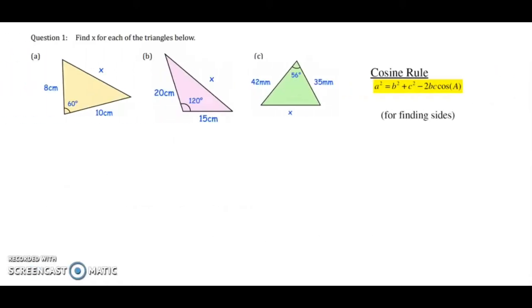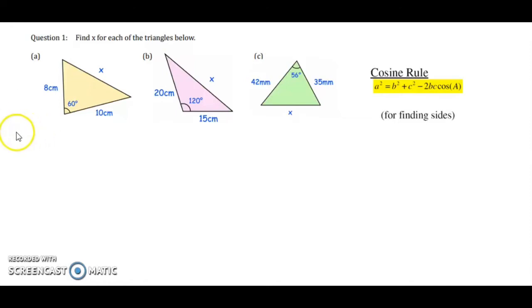We are going to look at question 1, and it says find x for each of the triangles below. x is the measurement of the missing side of each triangle. The formula is to your right, where we square our side, equal to the square of another side plus the square of another side minus 2BC cos A. We're going to substitute the information into the formula.